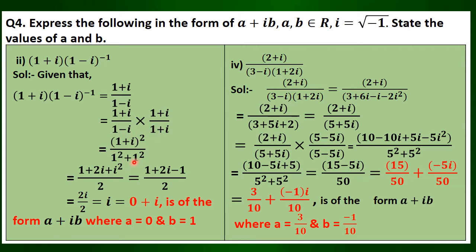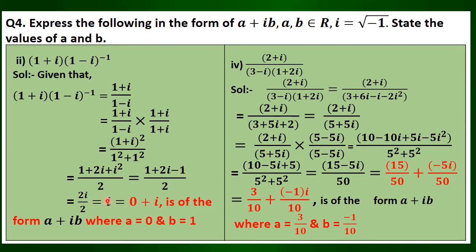So 1 square plus 1 square, that is, if a plus ib and a minus ib are multiplied, then the value is a square plus b square. Now (1 plus i) the whole square is 1 plus 2i plus i square. We will expand this as (a plus b) the whole square, divided by 1 square plus 1 square, that is 2. And i square is minus 1. So 1 and minus 1 get cancelled and you will get 2i upon 2, that is equal to i.